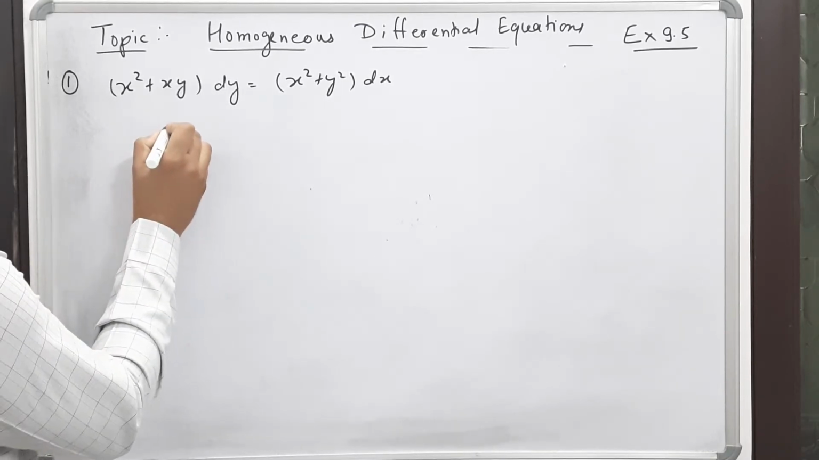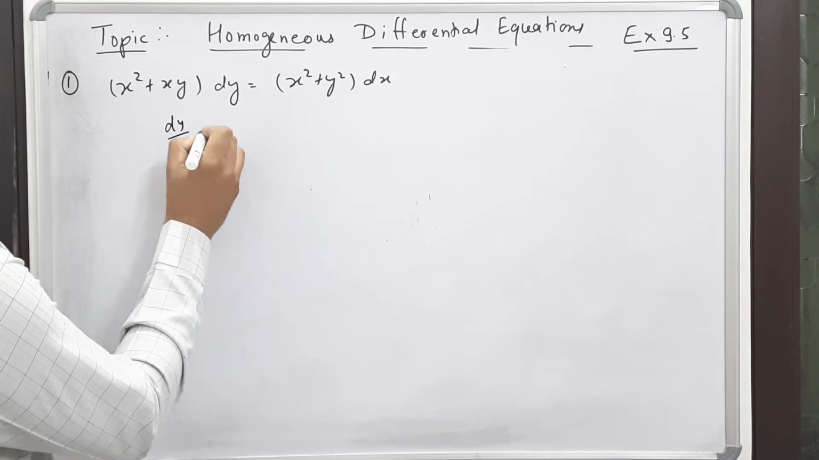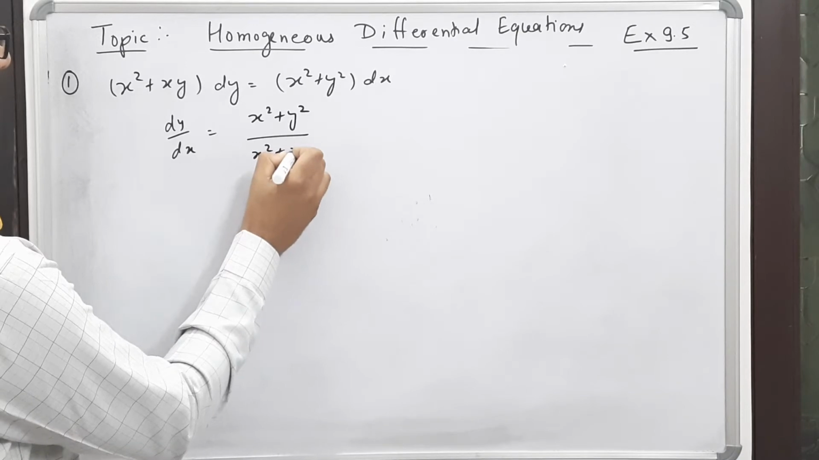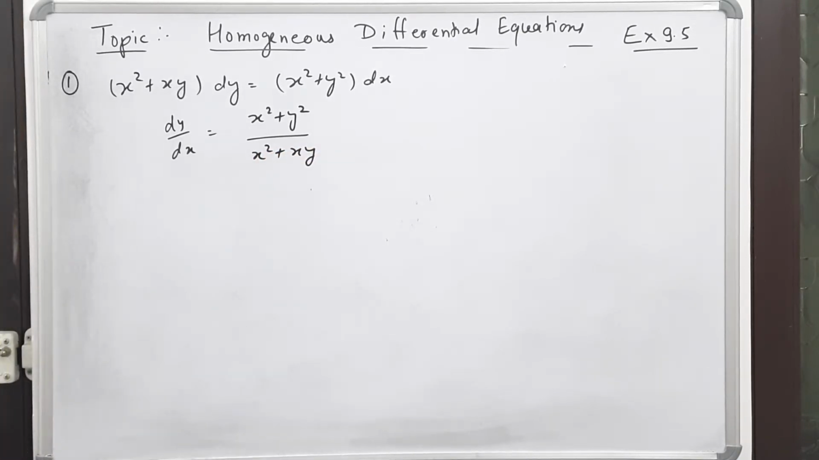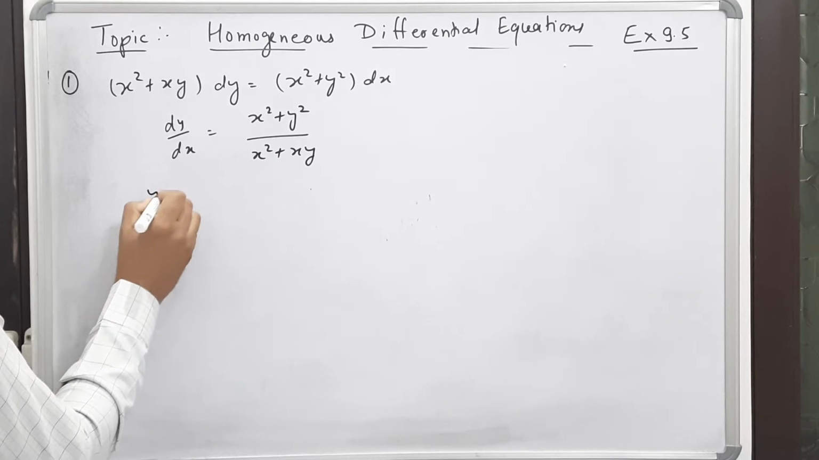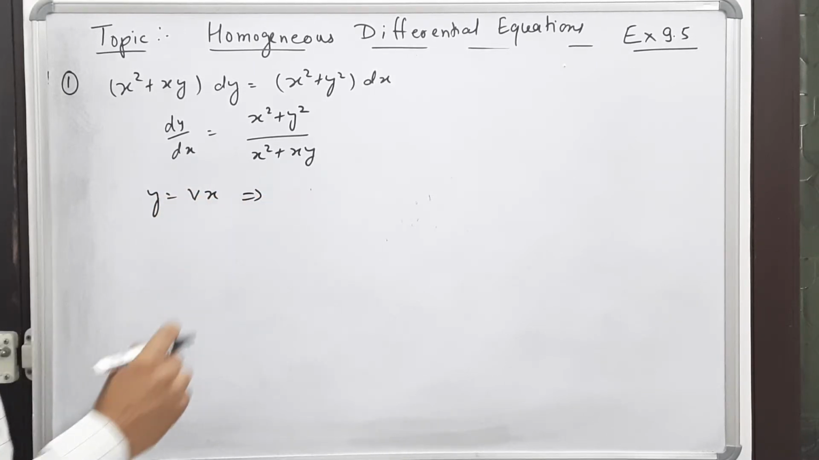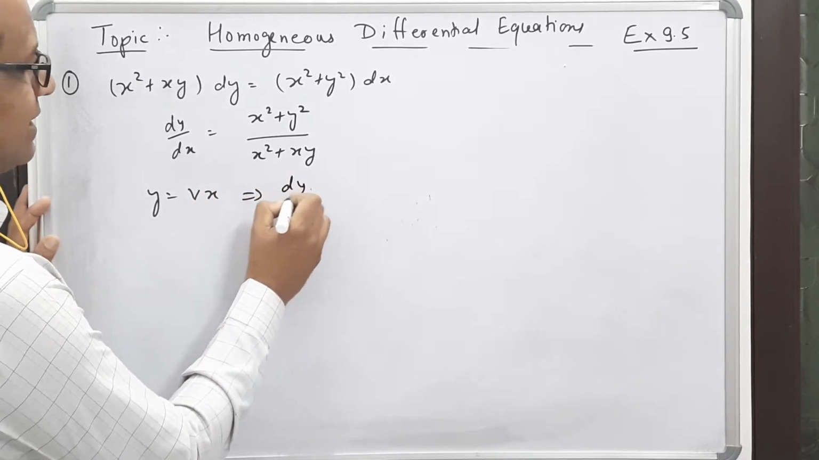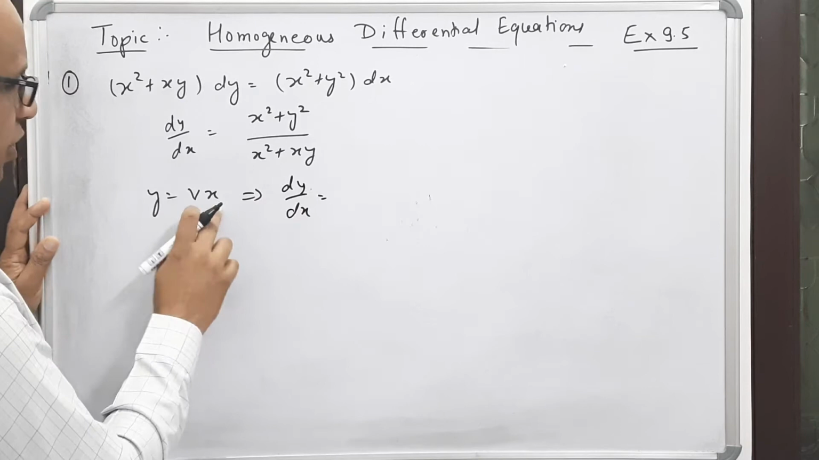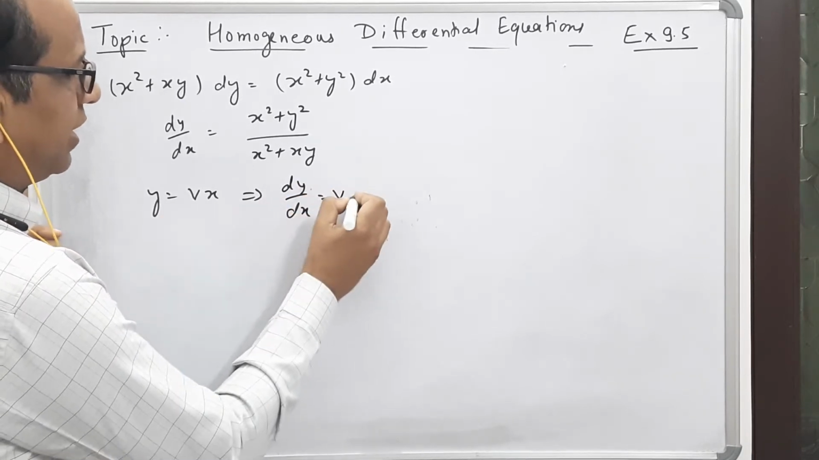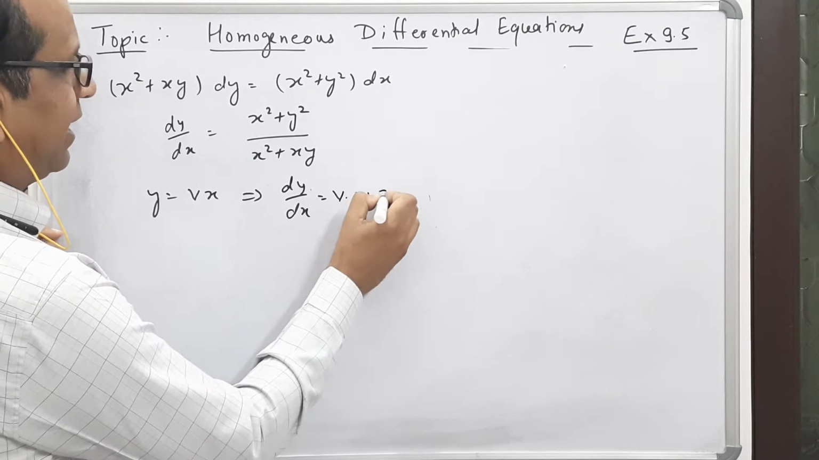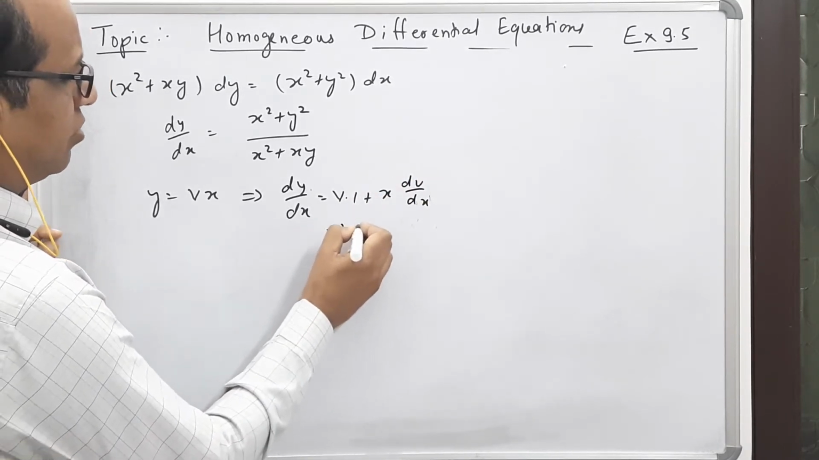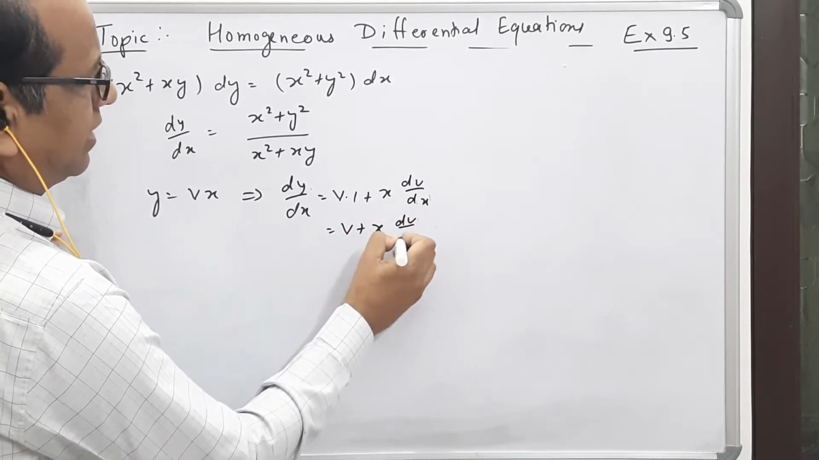So the first step is we write this in the form dy by dx. So dy by dx is (x square plus y square) upon (x square plus xy). In the next step, we take y equal to vx. So what will be dy by dx? Dy by dx will be by the u into v rule: v times d by dx of x, which is 1, plus x dv by dx. So we write v plus x dv by dx.